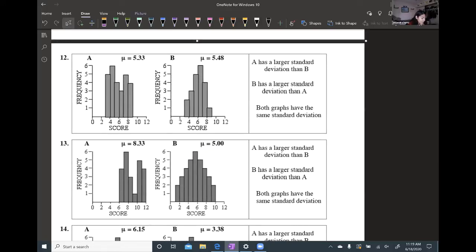12. All right, they go from 3 to 9, both of them. Now the one on the left looks like it has 2 bumps going on, and this one looks like it's just 1. So then the one with 2 bumps would have a higher standard deviation. Okay, 13 is the same thing. We have bump and bump, and this one is just 1 whole.